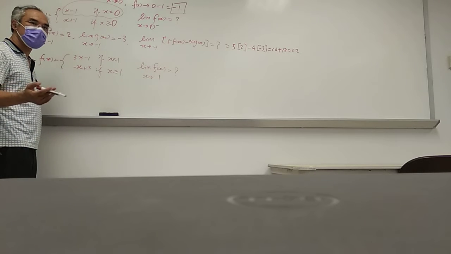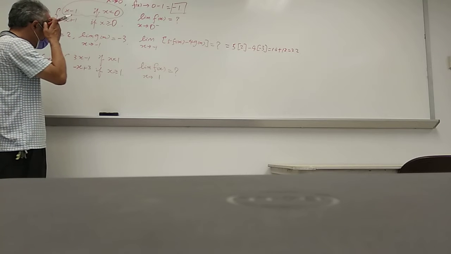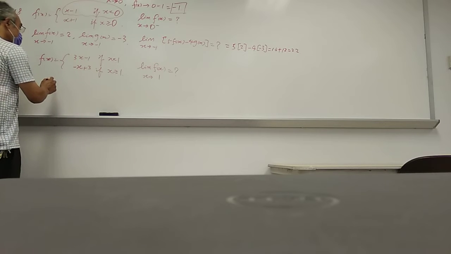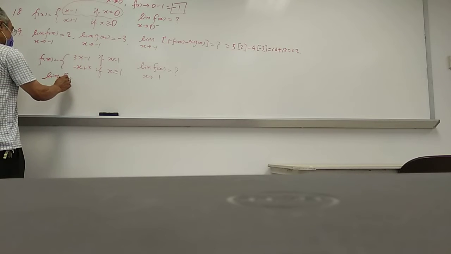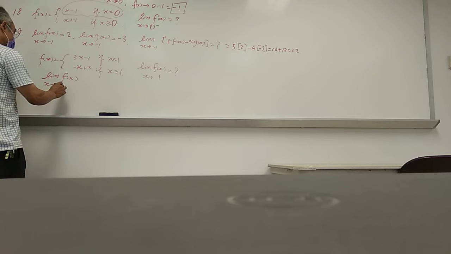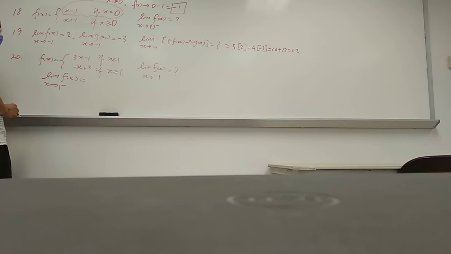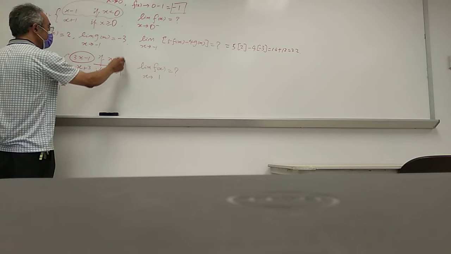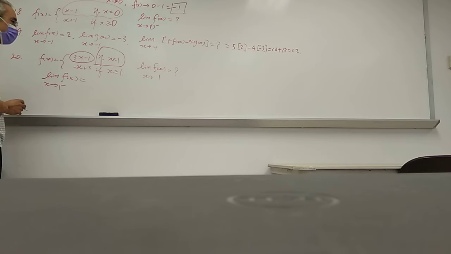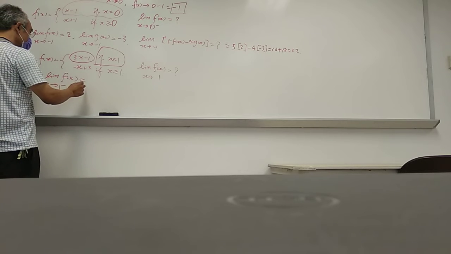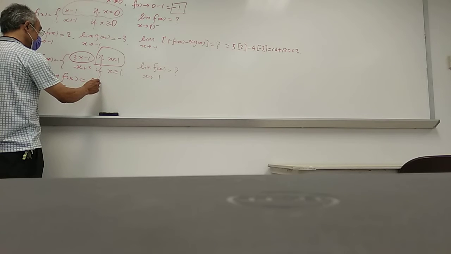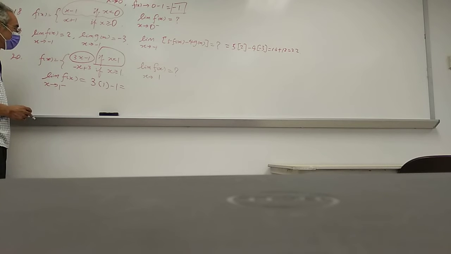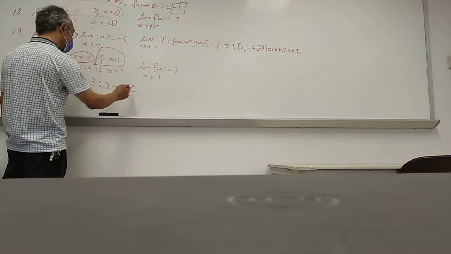So we need to find the left-hand side and the right-hand side limit for the function, and then see what they are. To find the left-hand side limit of a function, you're going to put the negative here. You just use the expression on the top because that's valid for x less than 1. That's the left-hand side of the function. So you just plug in 1 for x in the top expression, so you get 3 minus 1, so that's 2.